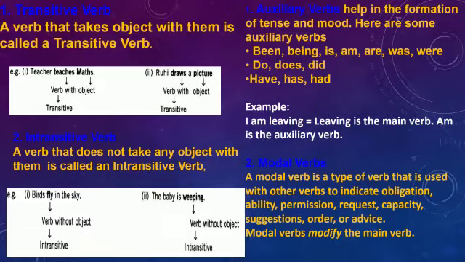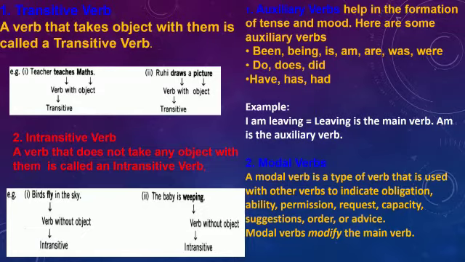Now let us see modal verbs. A modal verb is a type of verb that is used with other verbs to indicate obligation, ability, permission, request, capacity, suggestions, order or advice. Modal verbs modify the main verb.